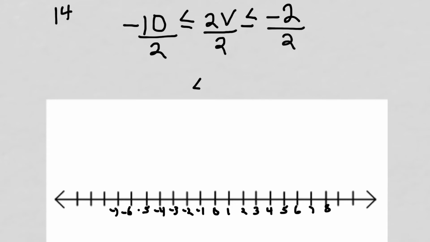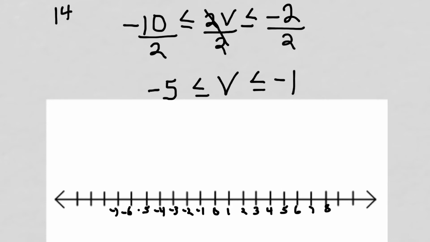If I do this, the 2's cancel out. I'm left with a v in the middle. On the right side, I've got negative 2 divided by 2. That's going to be negative 1. And on the left, I've got negative 10 divided by 2. That's going to be negative 5.